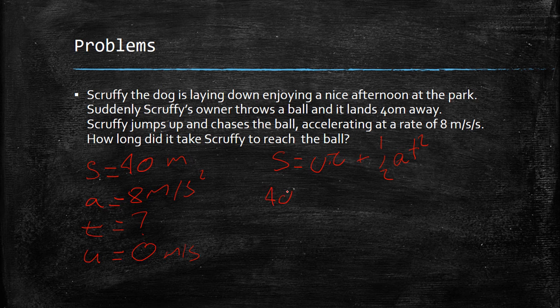Alright, so 40 is equal to, well, 0 is his initial velocity, so we can just cancel out that term. And then we're just left with half times a times t squared. So 40 equals half times 8, which is 4, times t squared. Divide both sides by 4. We're left with 10 equals t squared. Take the square root of both sides.